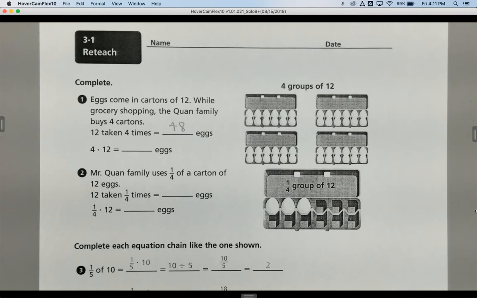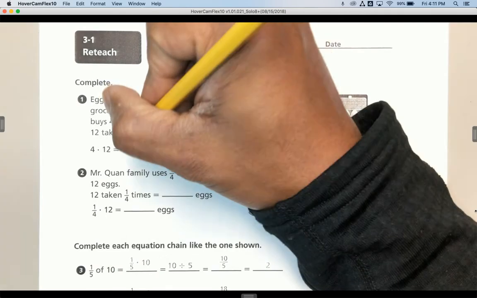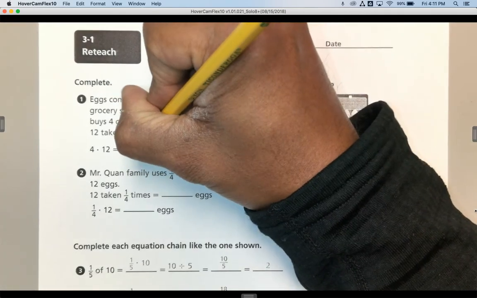Or the reverse is also true. 4 times 12 is 48 eggs.